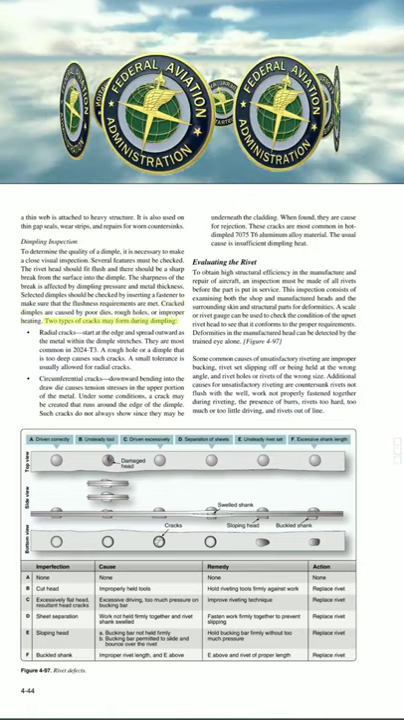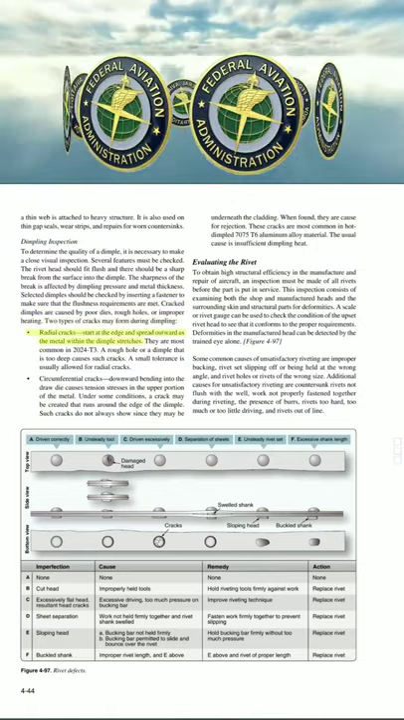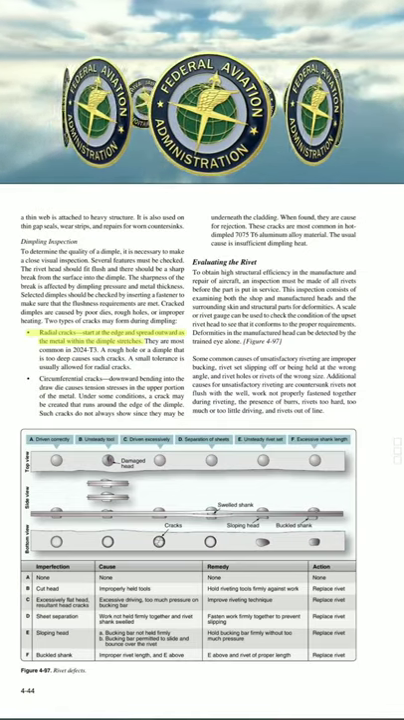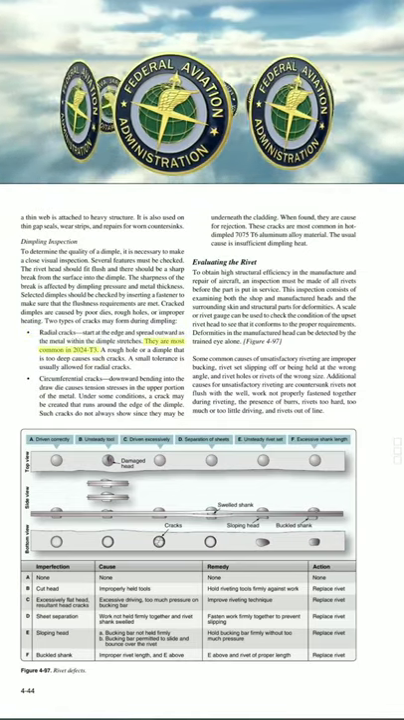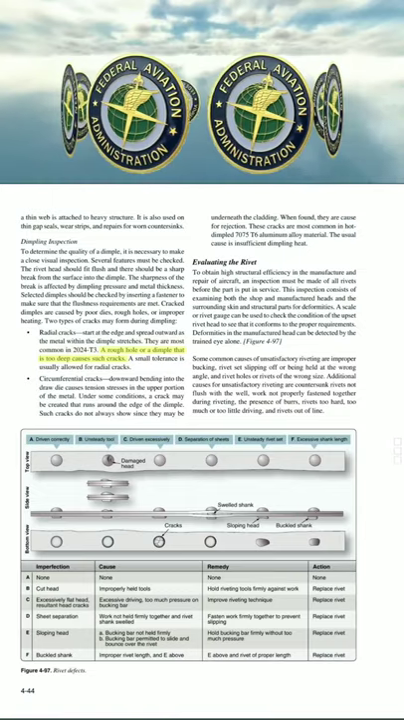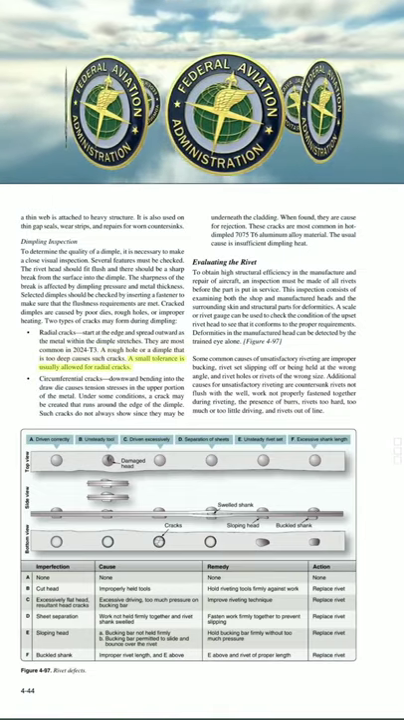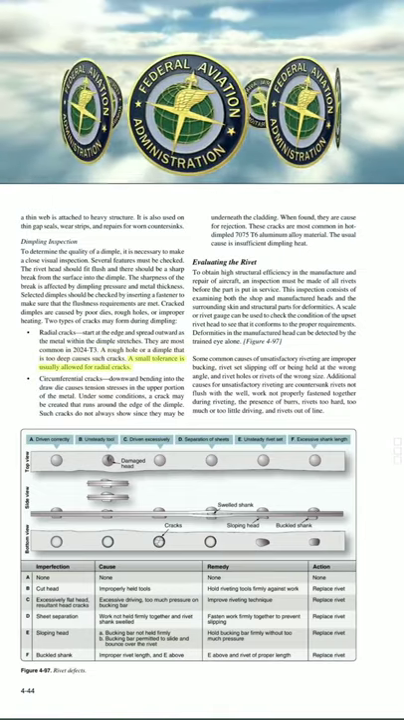Two types of cracks may form during dimpling. Radial cracks start at the edge and spread outward as the metal within the dimple stretches. They are most common in 2024 T3. A rough hole or a dimple that is too deep causes such cracks. A small tolerance is usually allowed for radial cracks.